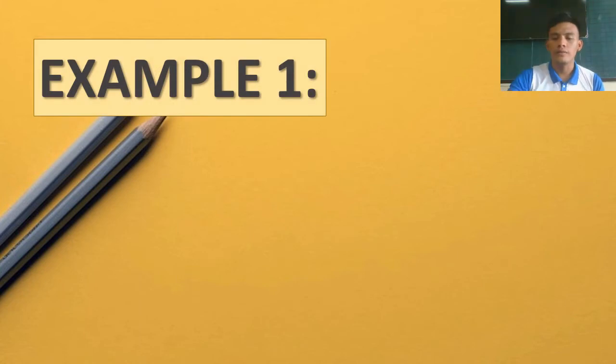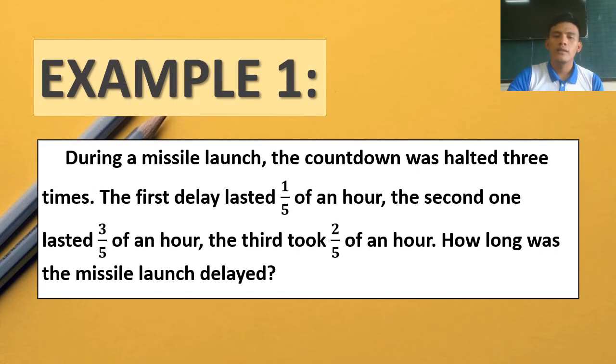Example 1. The given situational problem. During a missile launch, the countdown was halted 3 times. The first delay lasted 1 over 5 of an hour. The second one lasted 3 over 5 of an hour. The third took 2 over 5 of an hour. How long was the missile launch delay?